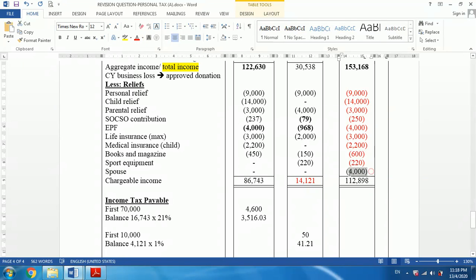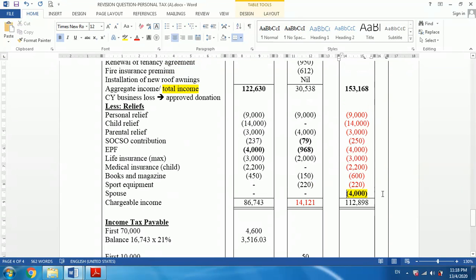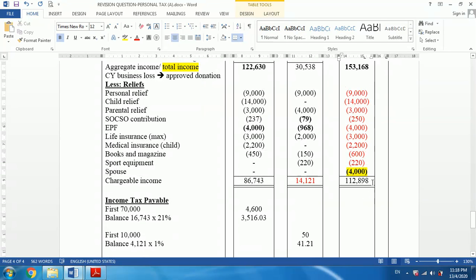And last but not least, don't forget the spouse relief over here, because when Natalie transfers all her income to Ken, Natalie will have zero income. When your spouse has no income, you can claim a spouse relief of 4,000 here. So in the end, this is the chargeable income under joint assessment.